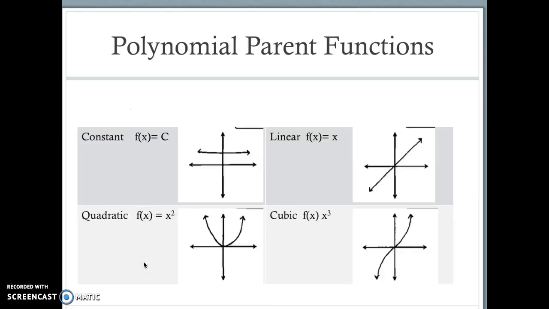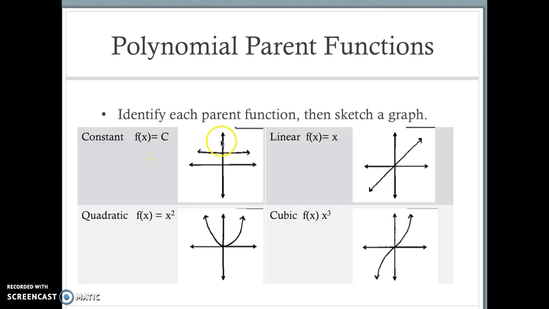Next, we have polynomial parent functions. We want to identify each parent function, then sketch a graph. Okay, so we have a constant, f(x) = constant, and that's just going to be a straight line, straight across at y. Our linear function is going to go diagonal, and it's going to be a straight line, or linear, and it's going to equal x.